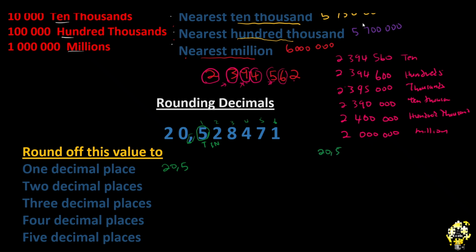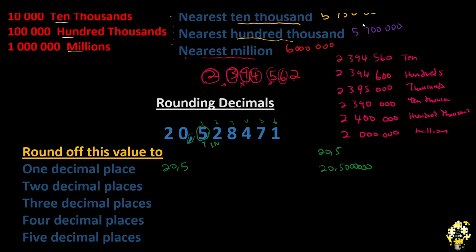20.5 and 20.500000, it's all the same. After the decimal, you can add a million zeros. It's still the same. There's nothing that is going to change. That's why we keep it like this.